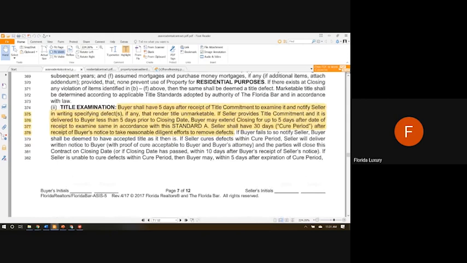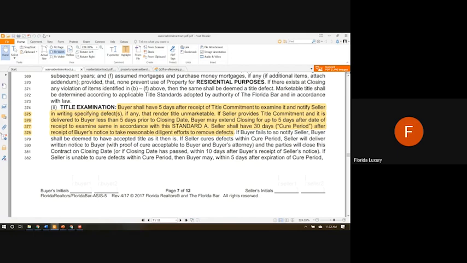For title exam, the buyer has 5 days after the receipt of the title commitment to examine it and notify the seller in writing, specifying any defects that render the title unmarketable. So the title company runs their title search. They come in and say, hey, we've got this blemish on the title, something that has happened, we need to have it remedied. The buyer has to notify the seller within 5 days of receiving that. And then in turn, the seller will have 30 days after receipt to make reasonable effort to remove those defects.